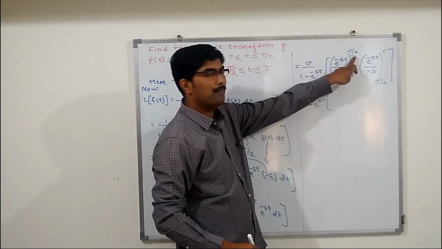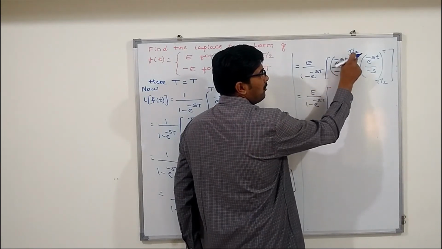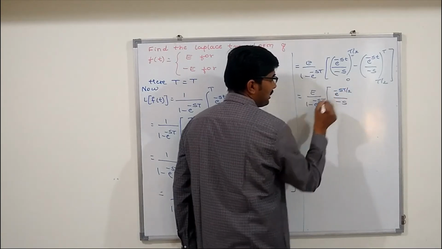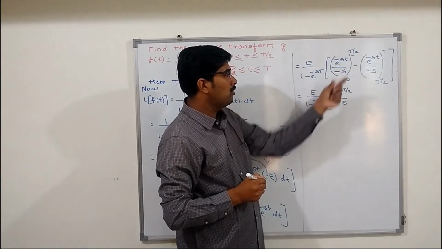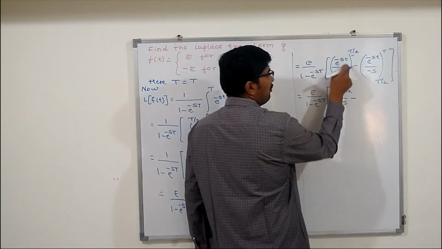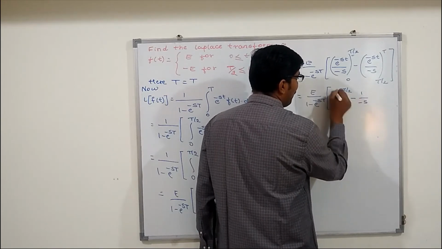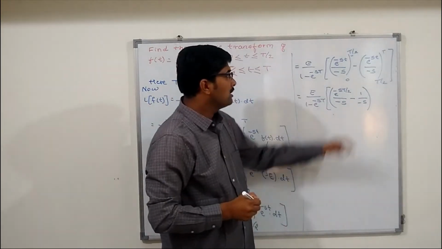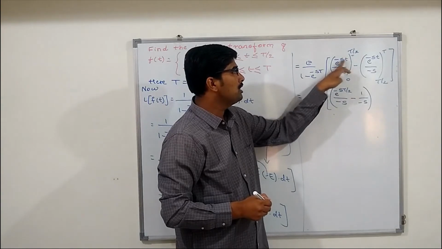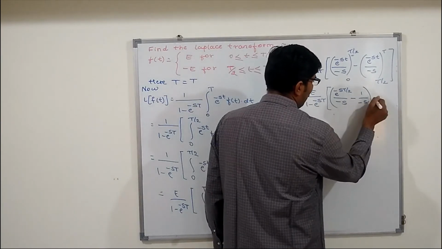Now first substitute the upper limit. So I will write here first minus. Put t equal to T by 2, so that you will get e raised to minus sT by 2 divided by minus s. If you put t equal to T by 2, you will get e raised to minus sT by 2 divided by minus s, minus the lower limit. If you put t equal to 0, you will get e raised to 0, and the e raised to 0 value is 1, divided by minus s. This is the upper limit, you just have to put t equal to T by 2 and you will get this value, minus. Put the lower limit t equal to 0, e raised to 0 is equal to 1 divided by minus s. This is the upper limit, minus sign.